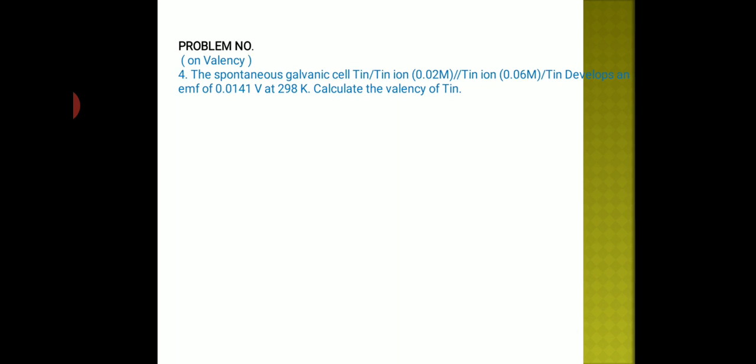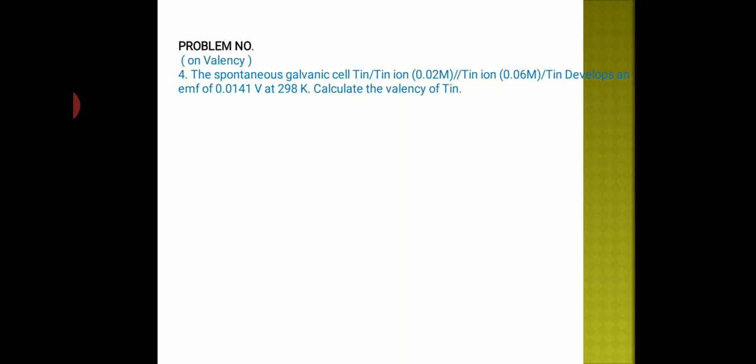Problem number 4 is on valency. What do we mean by that? It means calculation of n here. So far we have calculated E cell. Now we'll see how to calculate the n value. Simple, the same formula we are going to use, we just need to rearrange the formula before substitution. The remaining everything is the same.